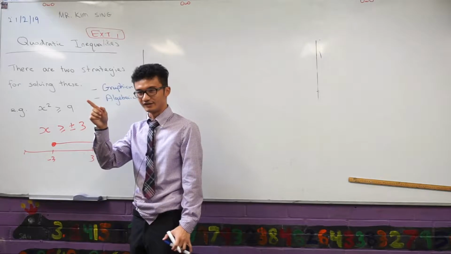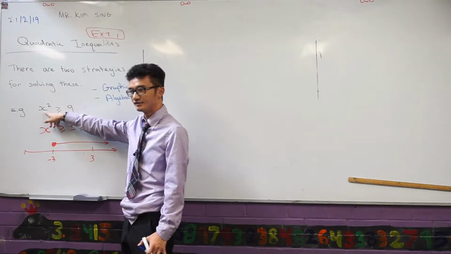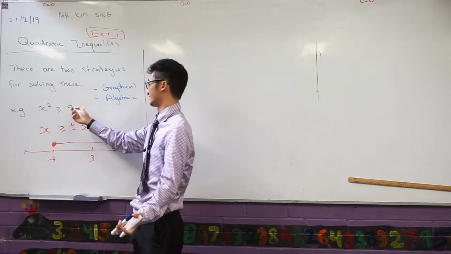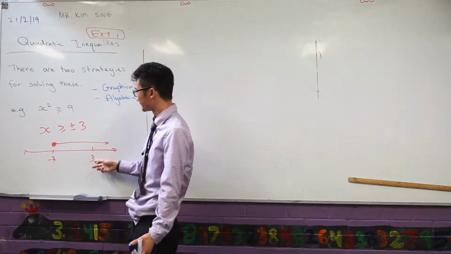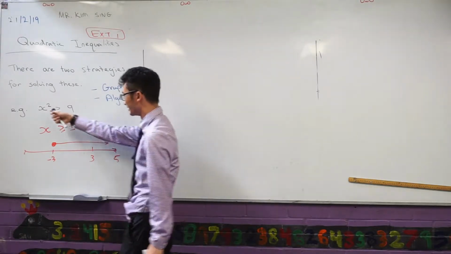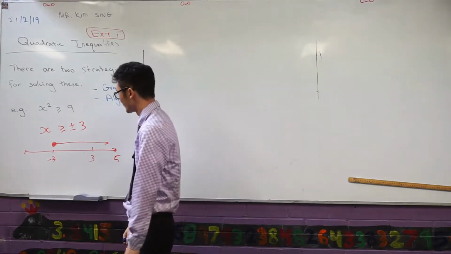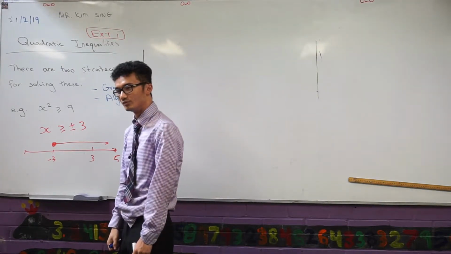Let's actually check if this is right. If I substituted in negative 3 into here, that works. It's greater than or equal to 9. In fact, it's equal to 9. Same thing with 3. And I can try a number over here, like if I tried, I don't know, 5. I put that in here. Yep, 25 is bigger than or equal to 9. Can anyone see a problem with this though?